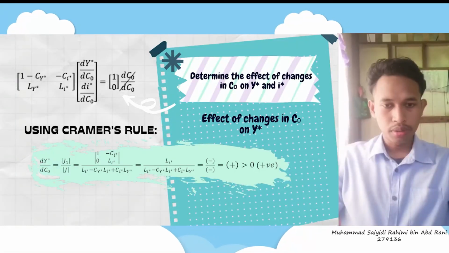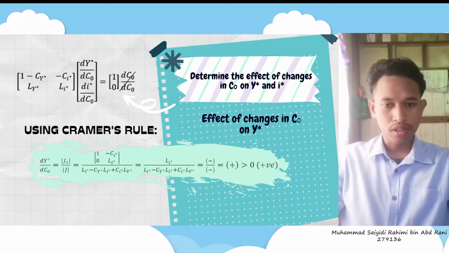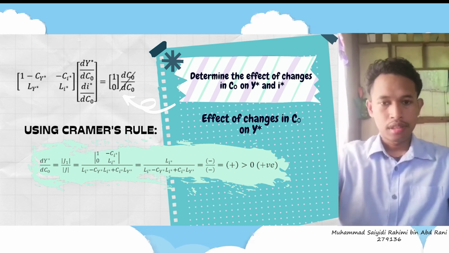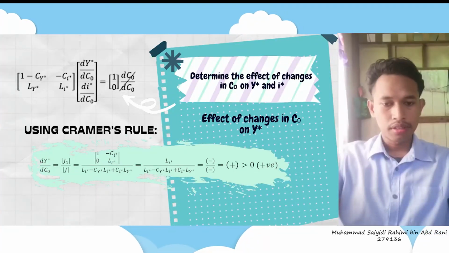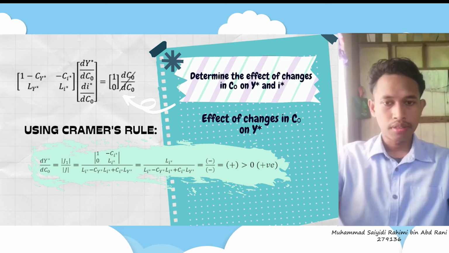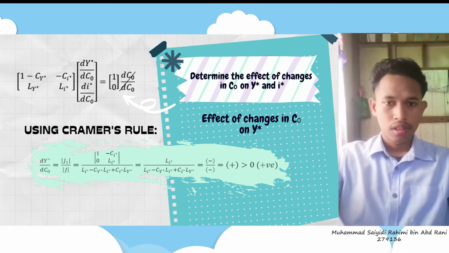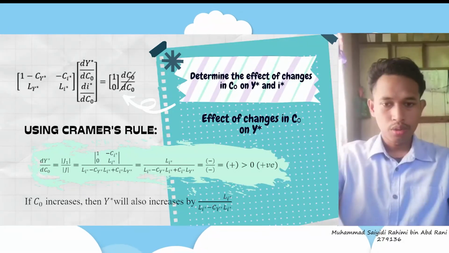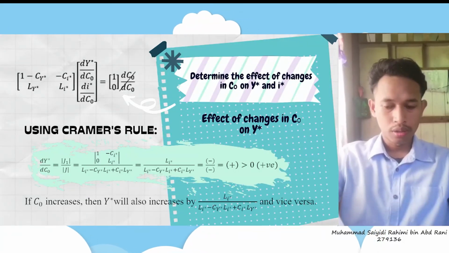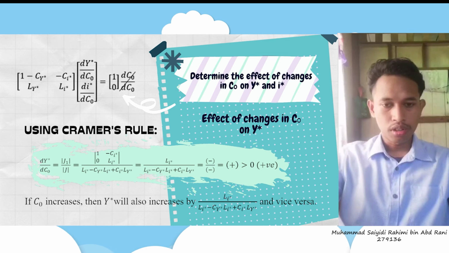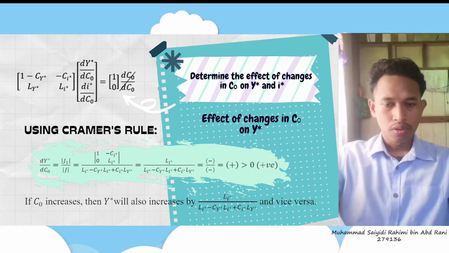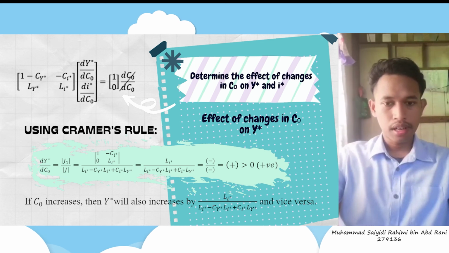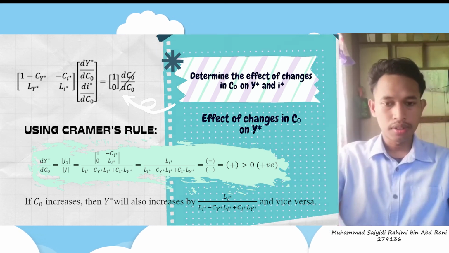After that, we need to substitute the values into the equation. And the final answer we get is Li star over Li star minus Cy star Li star plus Ci star Ly star. And we also get a positive relationship. This means that if C null increases, the Y star also increases by Li star over Li star minus Cy star Li star plus Ci star Ly star, and vice versa.